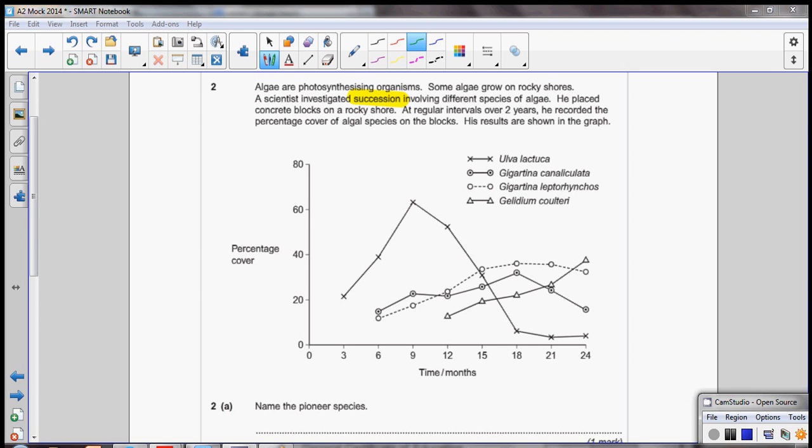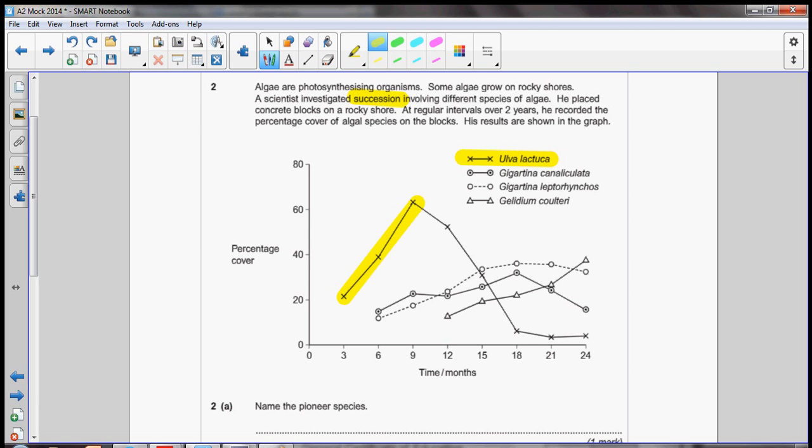You're then shown the graph with the results of this experiment in, and you can see that the different species vary in their percentage cover over time. On this bottom axis here you've got time in months. We can see to begin with that one species, this species called Ulva lactuca, increases very rapidly up to about 9 months and then decreases. That species, Ulva lactuca, appears to be the first species that's getting established in this ecosystem.